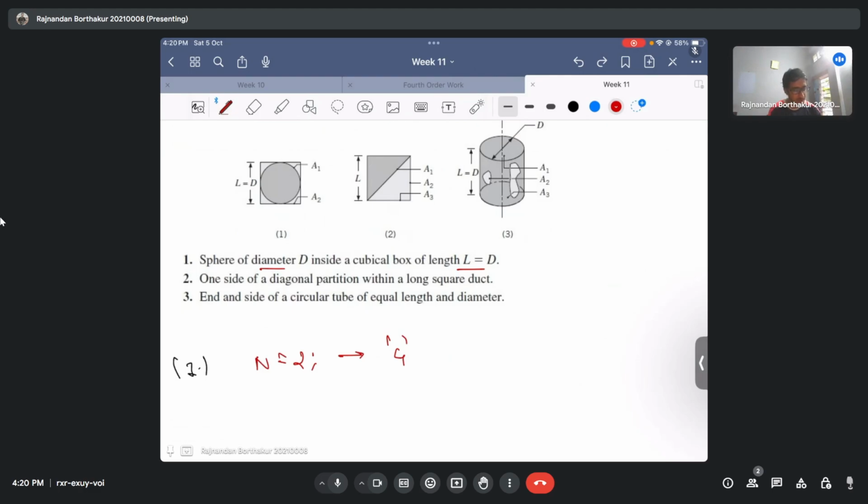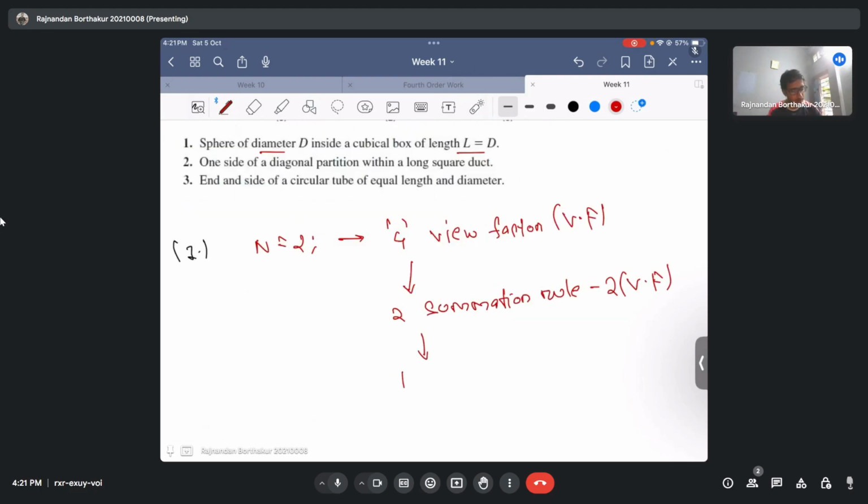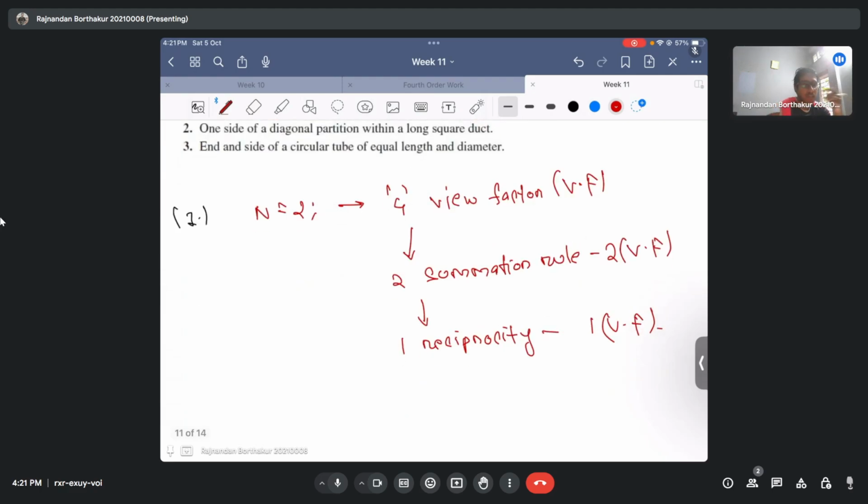From these two surfaces, I'll have a total of 4 view factors. That we know because we just saw that if I have n surfaces, we'll have n squared view factors. But from these 4 view factors, I have 2 summation rules from which I can determine 2 view factors. From here, I can determine 2 view factors from the summation rule. And I also have one reciprocity relation from which I can determine one view factor. So there is still one remaining view factor that needs to be determined directly.